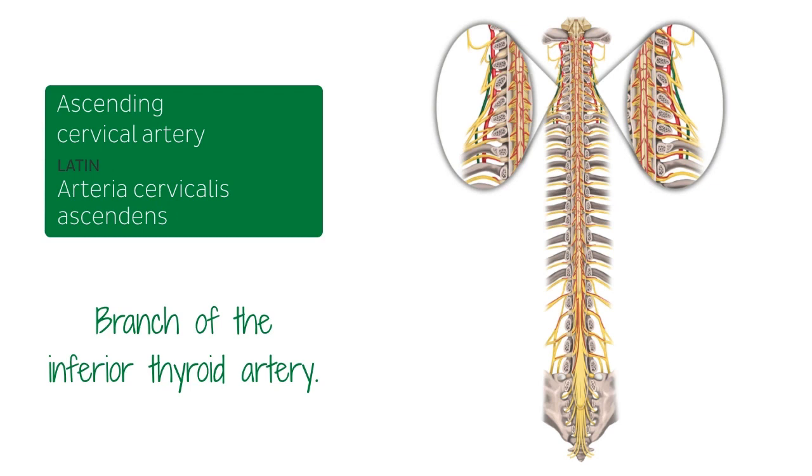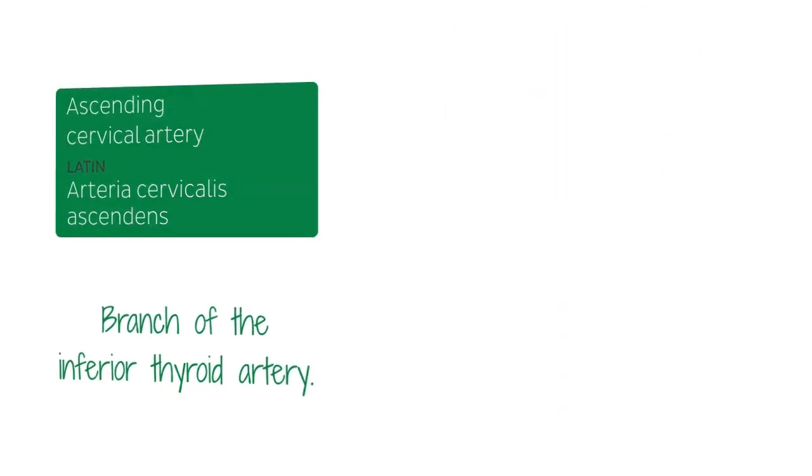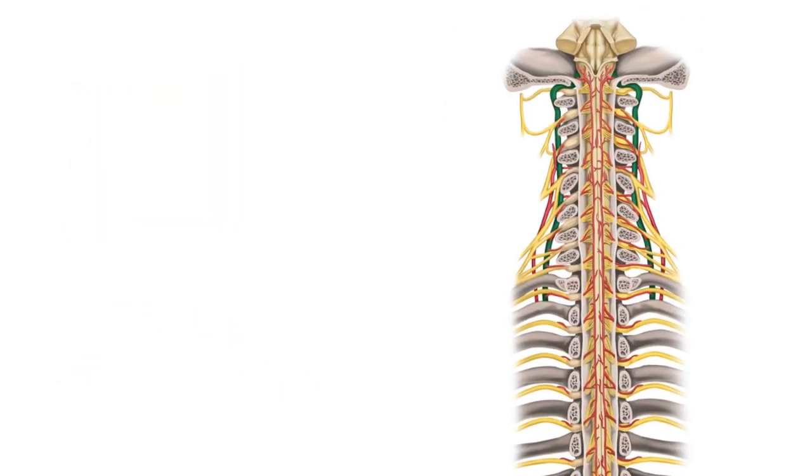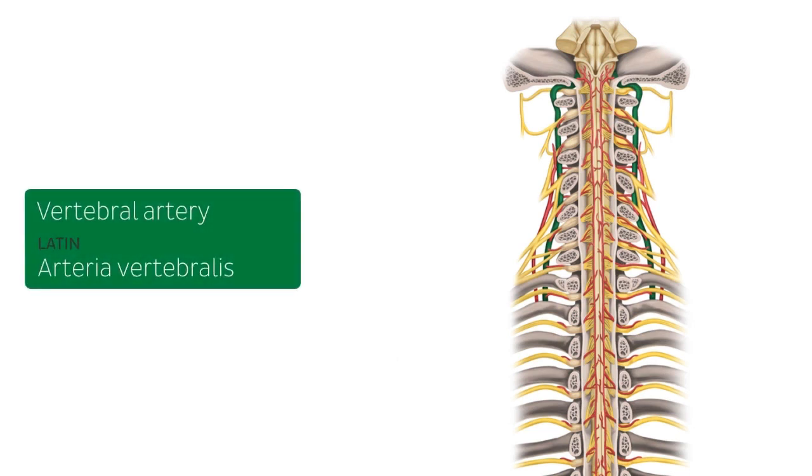This small artery runs up the neck close to the tips of the transverse processes of the cervical vertebrae. It supplies the neighbouring muscles, the bodies of the cervical vertebrae, and partially the cervical spinal cord. Another important artery that we see here, near the upper part of the spinal cord, is the vertebral artery. This is a paired artery, meaning that there are two vertebral arteries, one on the right and one on the left. These two arteries are branches of the subclavian arteries at the level of the anterior scalenus muscle.